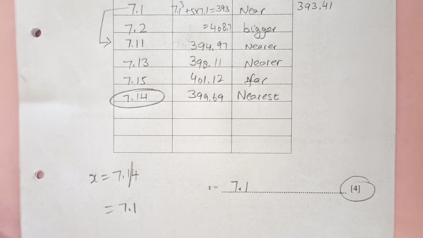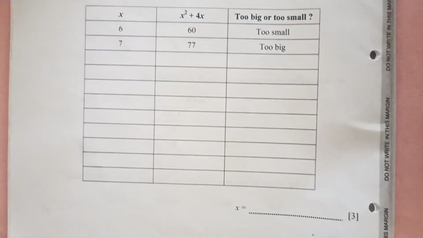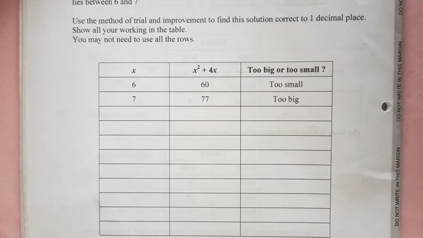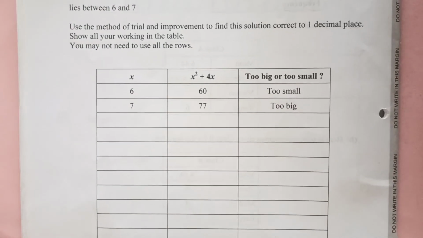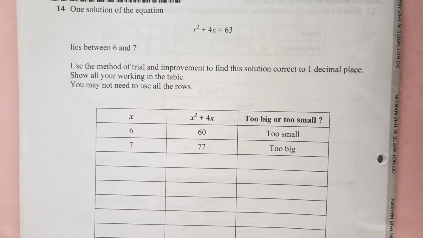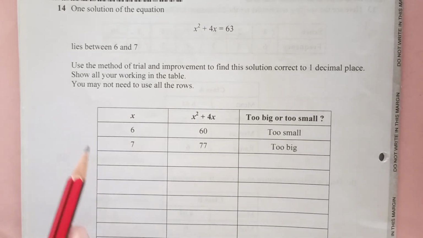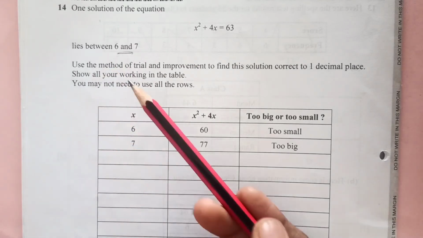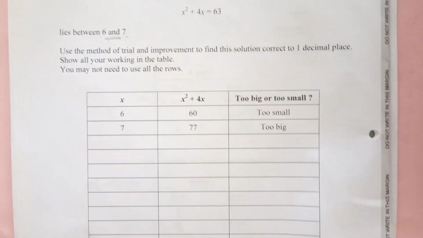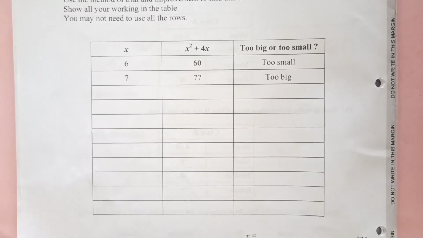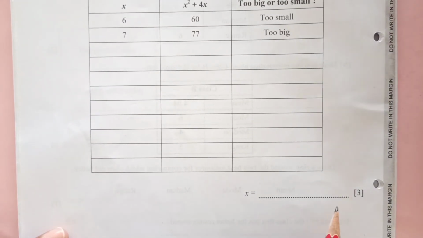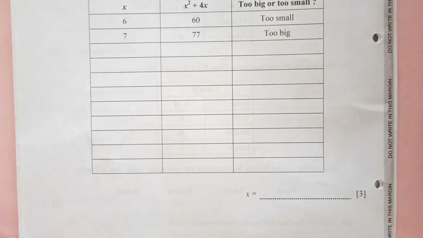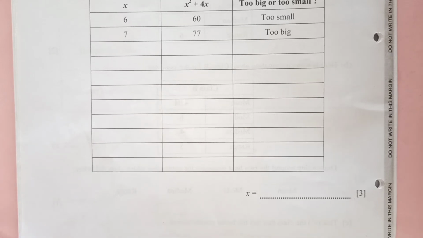So let me give you one more question here, just for your exercise. You can take a screenshot of this, then you can try it yourself. It's the same method. Let me read it for you. One solution of the equation lies between 6 and 7, so your answer should come between 6 and 7. Here are the calculations as we did in the previous questions. This is a 3 marks question. So try this and let me know what the answer is.